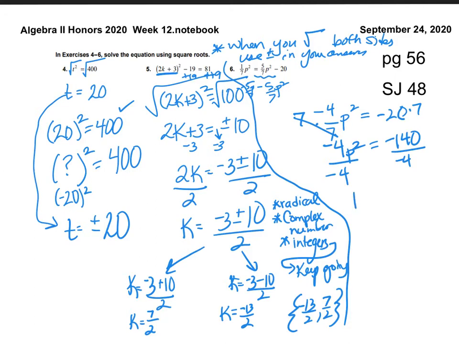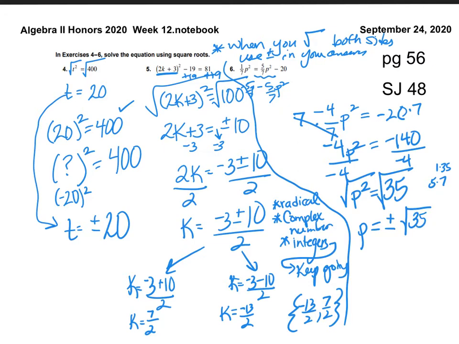P squared is going to equal positive, 4 goes into 14 3 times, 2 left over, so 4 goes into 20 5 times. I'm going to take the square root of both sides. P is going to equal plus or minus 35. 35 is not a perfect square. The only factors of 35 are 1 and 35 and 5 and 7, and none of those are perfect squares. So my answer is P equals plus or minus the square root of 35.